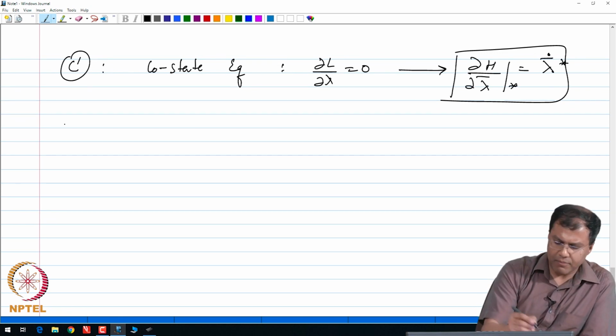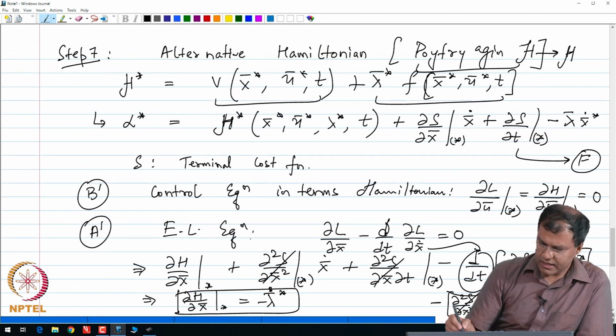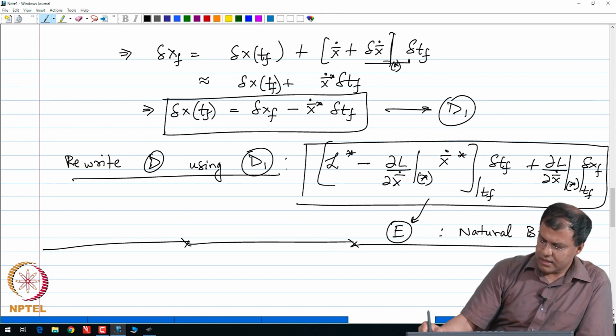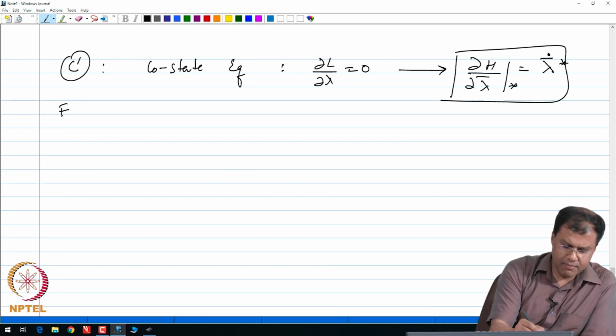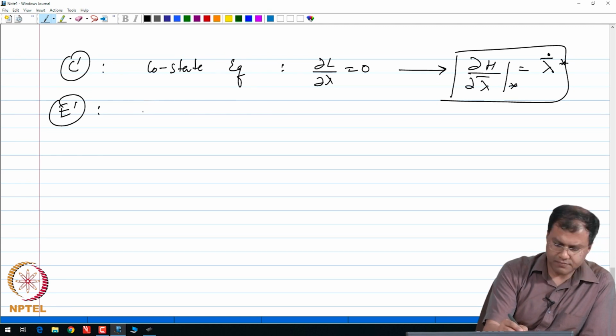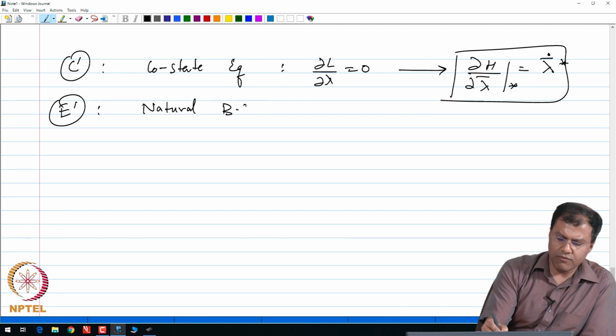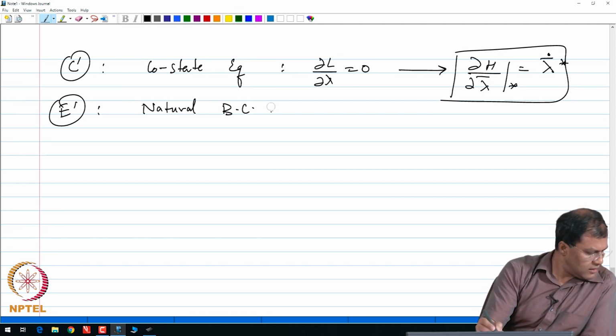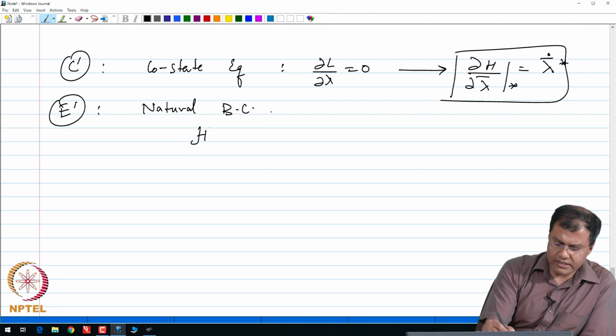And finally, my boundary condition, which we denoted by E, is going to be changed to E prime. So, my general boundary condition, the natural boundary condition, reduces to the following form. We see that this becomes H star.